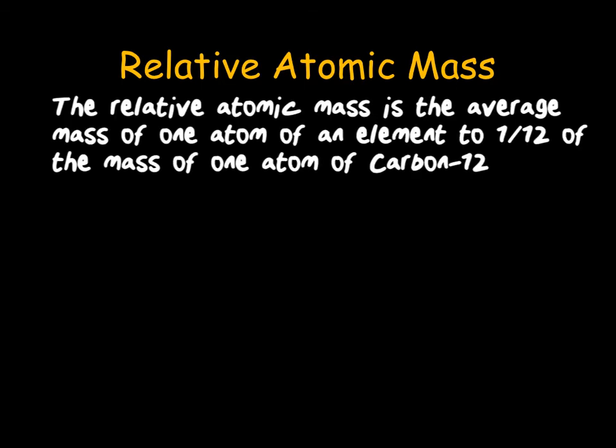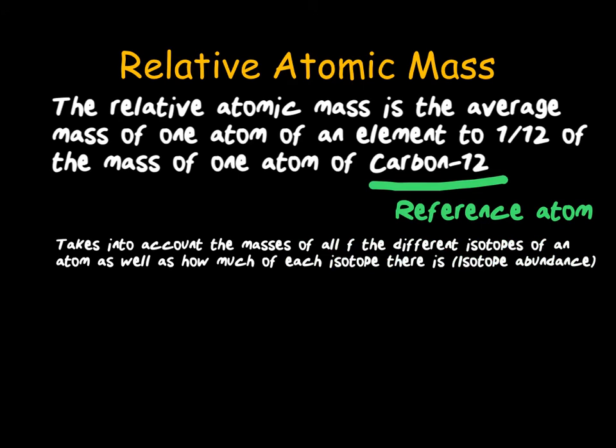The relative atomic mass of an element is the average mass of one atom of that element to 1/12 of the mass of the atom of carbon-12. So carbon-12 is our reference point for this. By working out relative atomic masses, this takes into account the number of isotopes as well as how much of those isotopes we have, their relative abundance.